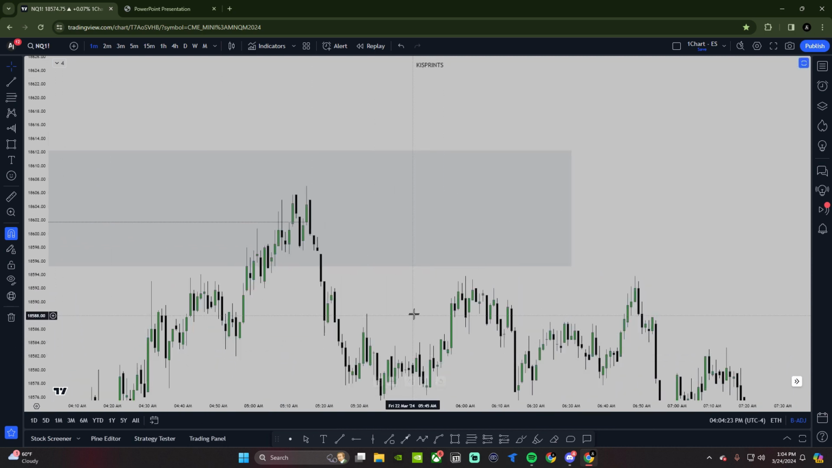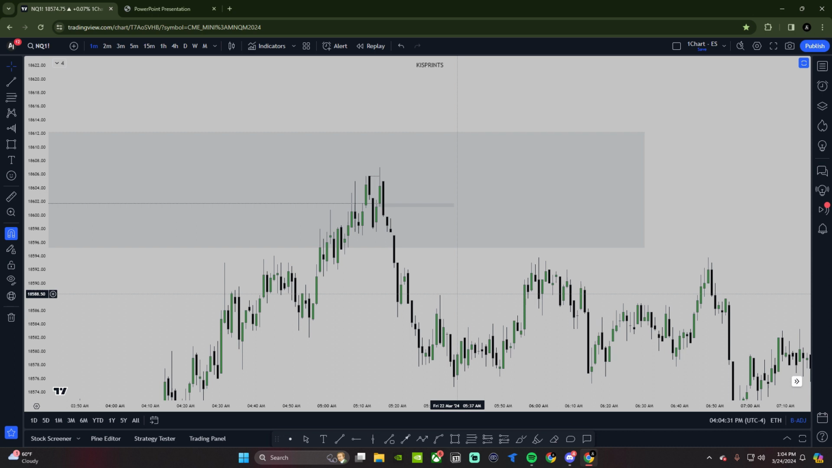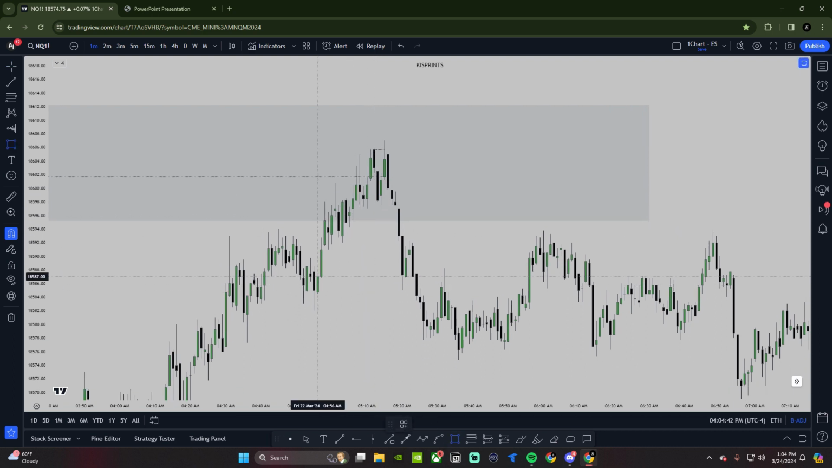Is there a model up here? Internal liquidity sweep. Do you guys consider volume imbalances as an imbalance? I don't. I personally wouldn't have taken this, but there's a close below there. Is there a fair value gap? There isn't one until down here.